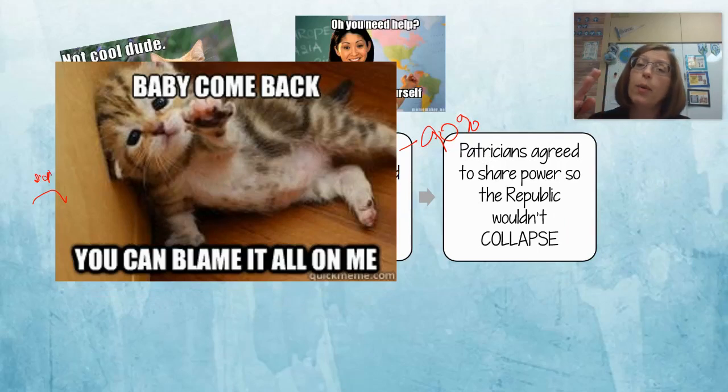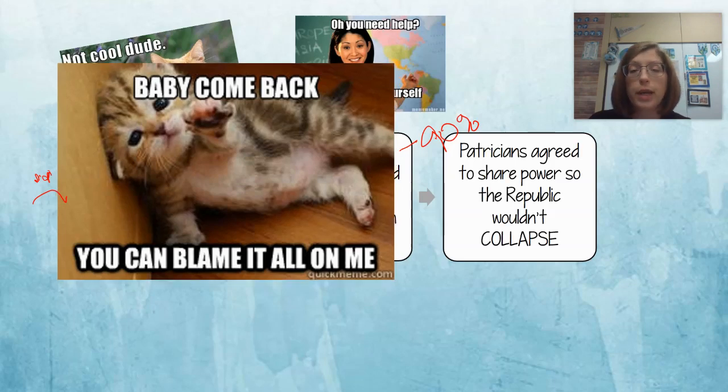The patricians agreed to share the power so that the republic wouldn't collapse. They said, okay, wait. What do we need to do? You guys need to come back here. We need to talk about this. We need to figure out something that's going to work. So the patricians ended up agreeing to share power so that the republic wouldn't collapse.